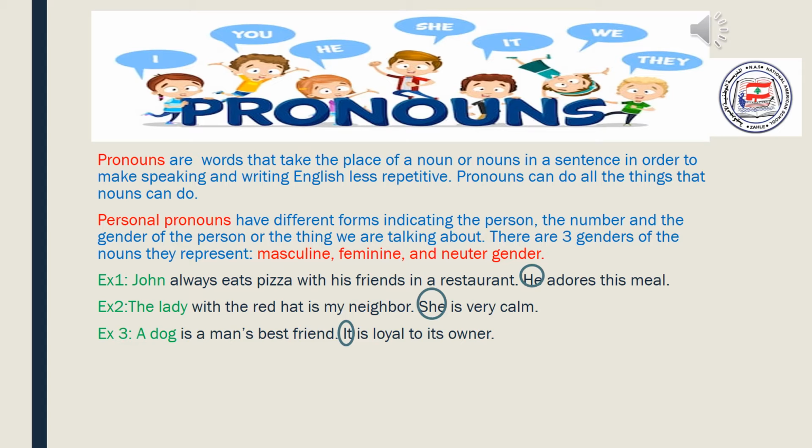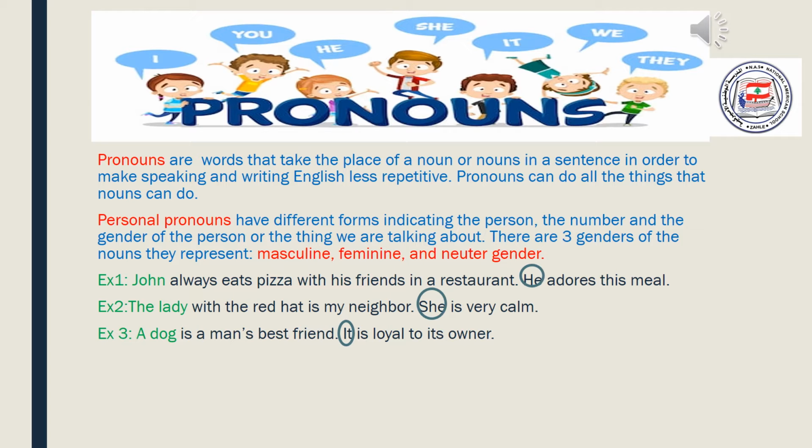To start with, what are pronouns? Pronouns are words that take the place of a noun or nouns in a sentence in order to make speaking and writing English less repetitive. Pronouns can do all the things that nouns can do.